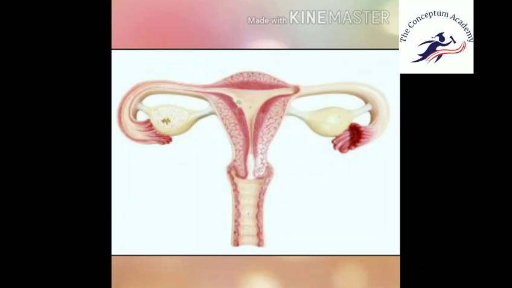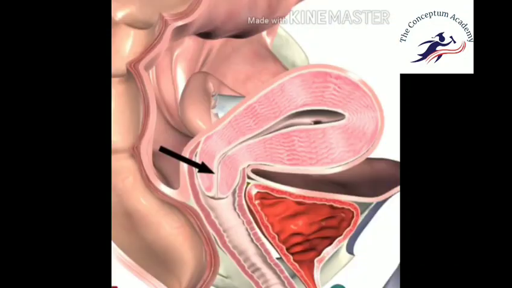Now, the wall of the uterus has three layers of tissue. The external thin membranous layer, that is the perimetrium, the middle thick layer of smooth muscle, that is the myometrium, and the inner glandular layer called the endometrium that lines the uterine cavity. The endometrium undergoes cyclical changes during the menstrual cycle, while the myometrium exhibits strong contractions during the delivery of the baby.